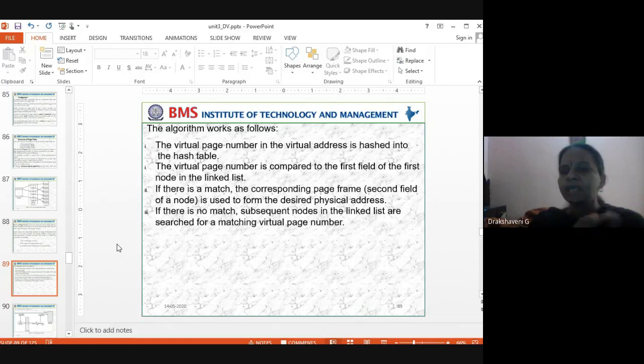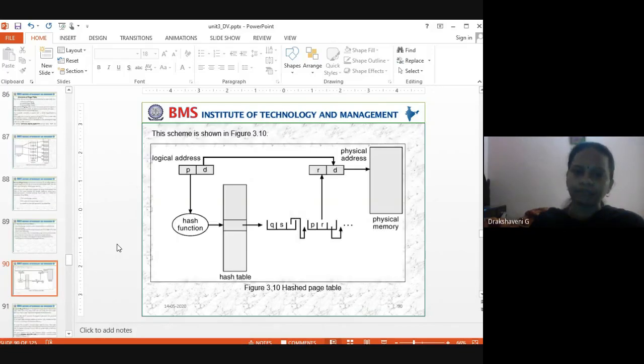So what we are doing is searching. It starts searching from the first node and keeps going on. If it is matching, it will find it. If it is not matching, it keeps going to the next one like this. That's what a hash table does.